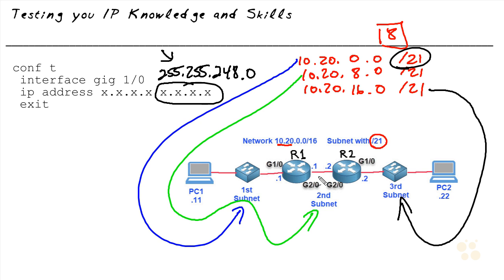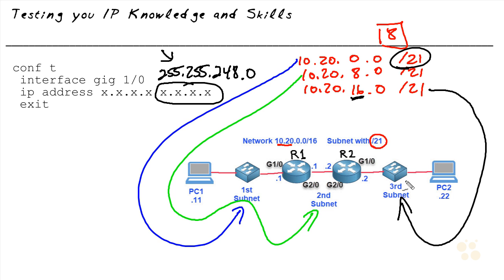On the gig 2/0 interface, it would be 10.20.8.1 with a 21-bit mask. On R2, the interface here, gig 2/0, would be 10.20.8.2 with the same mask. And then gig 1/0, connected to subnet 3, would be 10.20.16.2 with a 21-bit mask.